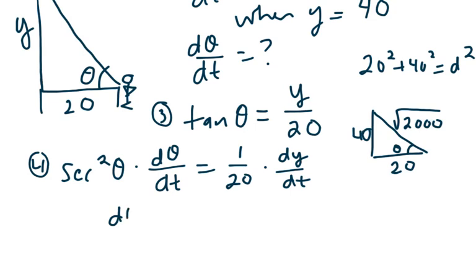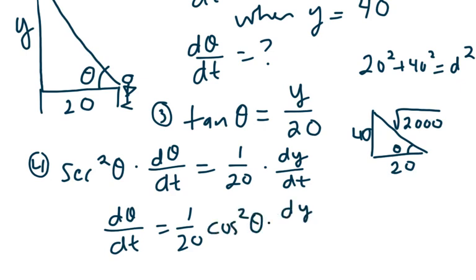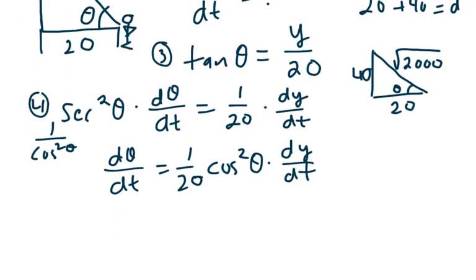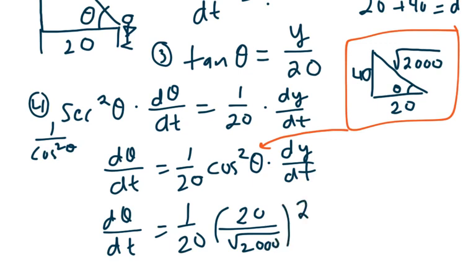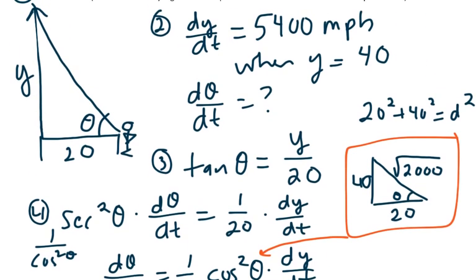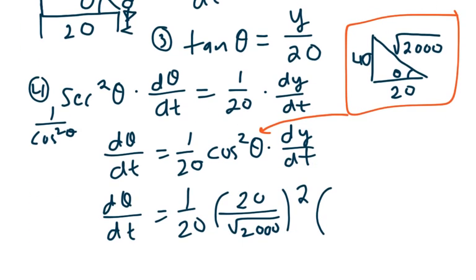To get rid of secant squared, I'm going to multiply both sides by cosine squared. So d theta/dt equals 1 over 20 cosine squared theta times dy/dt, because secant is 1 over cosine. Okay, and then I plug in what I know. Here's my triangle to describe theta. So the cosine is 20 over the square root of 2,000, squared. They gave me dy/dt up here, 5,400.